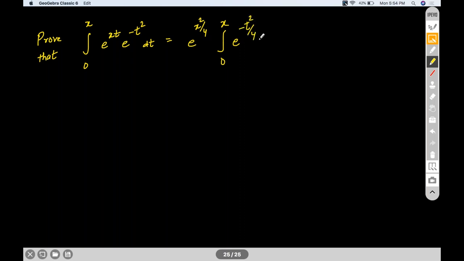Let's take a question on this. Though it is an objective question, I am making it a prove-that question because I don't want to write too much right now. So prove that integral of e to the power xt e to the power minus t square dt is e to the power x square by 4 times integral from 0 to x of e to the power minus t square by 4 dt.